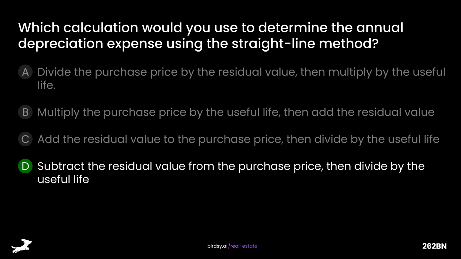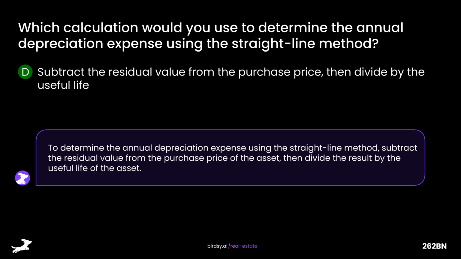The answer is D, subtract the residual value from the purchase price, then divide by the useful life. To determine the annual depreciation expense using the straight-line method, subtract the residual value from the purchase price of the asset, then divide the result by the useful life of the asset.